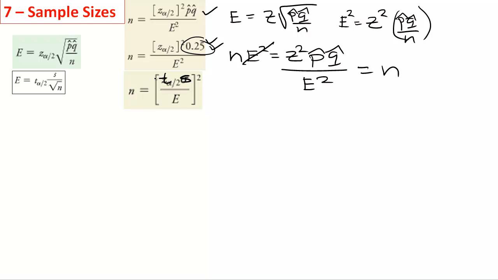And then run the math. Square it, you're done, right? Square each piece, and so on. Very simple stuff. Just pay attention to the details, right? When you're in technology, width means 2 times E. When you're using formulas, E is just E. All right, and that should hopefully help you guys tackle some of these sample size questions.